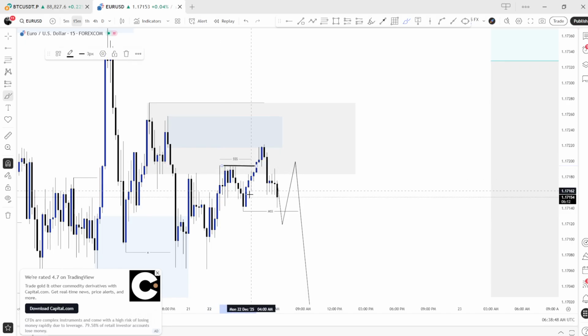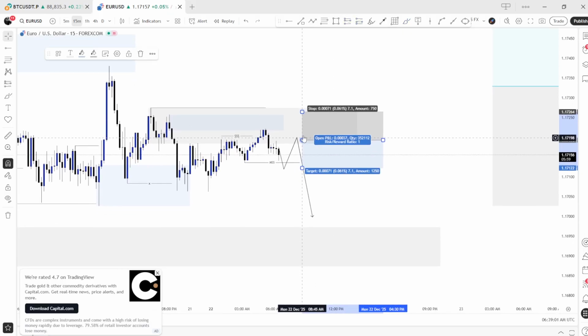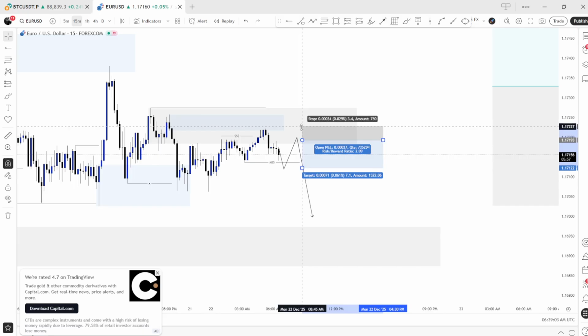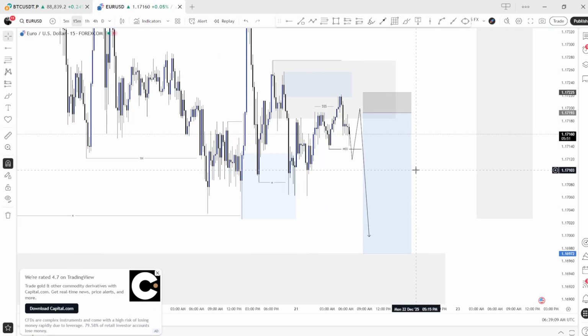So I want to see that fill. I want to see this demand start to fill, and then we start looking for the liquidation. We can place our entry right above there, our stop loss above that high, and we can target a new low. So let's see how this plays out.